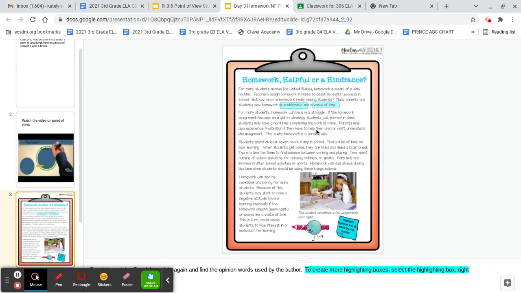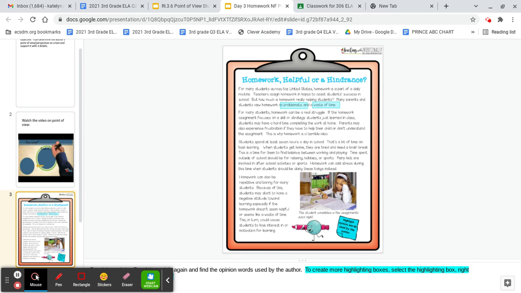The first one is talking about that it may be hard for both parents and students. Let's look for another reason. Students spend at least 7 hours a day in school. That's a lot of time on task learning. When students get home, they're tired and need a brain break. This is a time for them to find balance between working and playing.